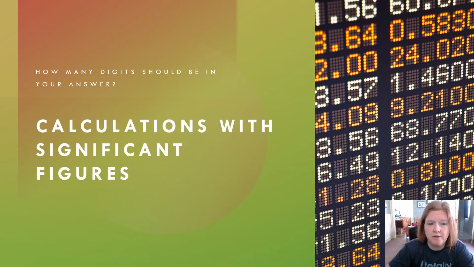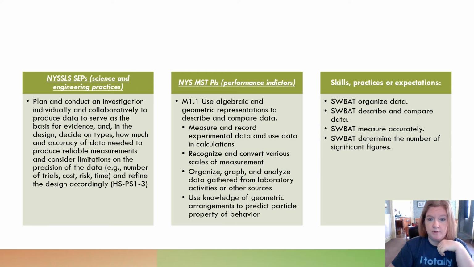All right, we're going to continue our discussion of how many digits should be in an answer, but this time we're going to do calculations with significant figures, okay? It's one thing to be able to look at a number and determine how many significant figures it has, but it's another thing to do the calculations that we have to do in this class, and then at the end, give your answer with the correct number of significant figures, because there are rules and it is important. So again, here are the objectives.